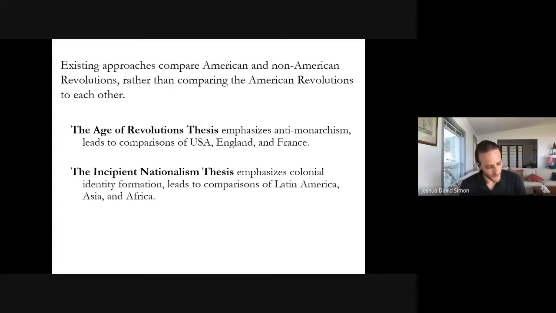Critically distinguishes them from both contemporaneous European revolutions and from later Asian and African anti-colonial struggles.